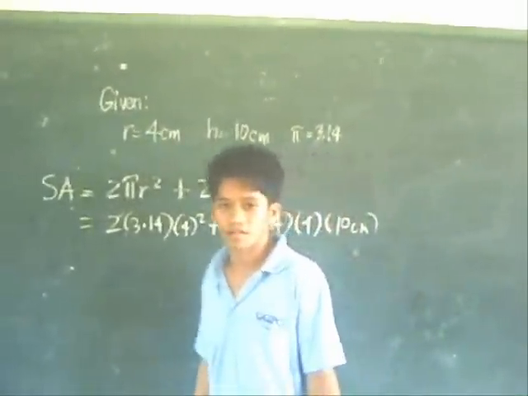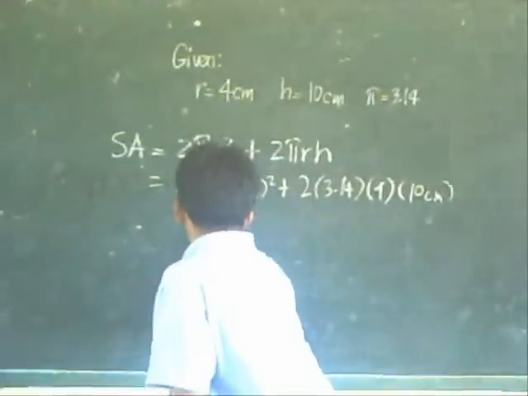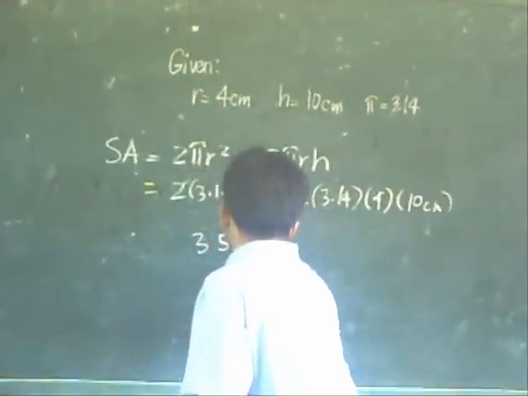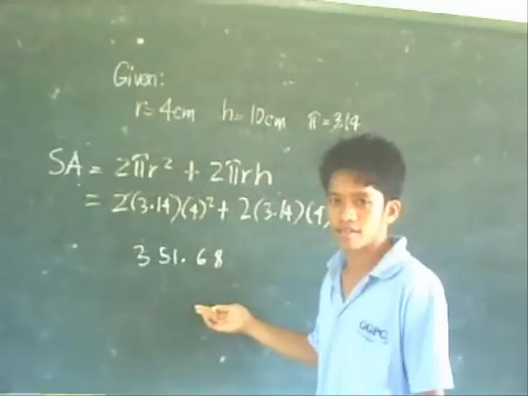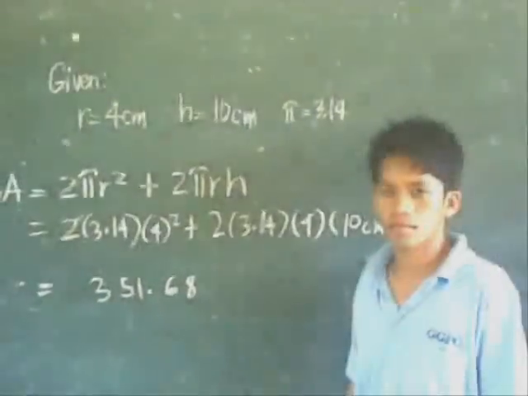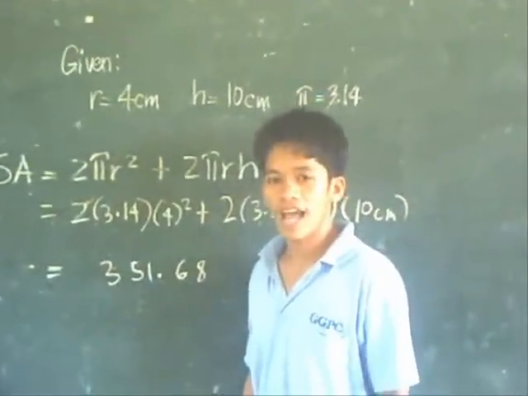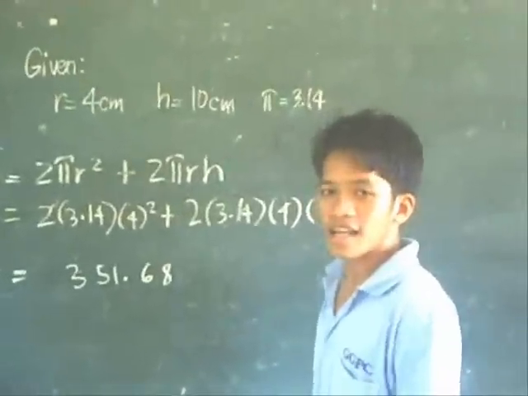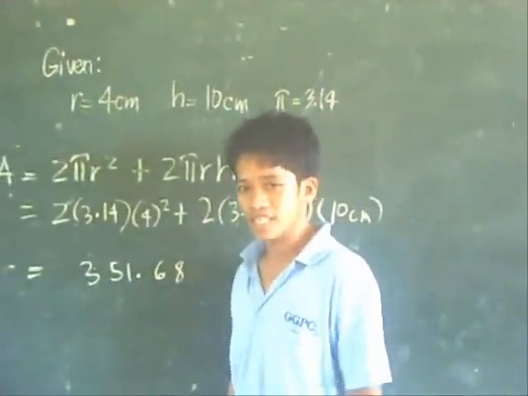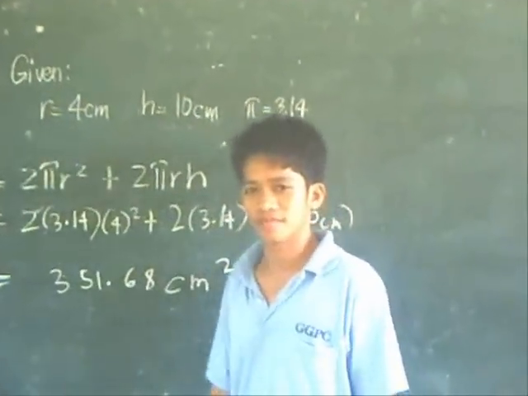So what is the answer? If your answer is 51.68, then you are right. So are we done solving? Right. So what is lacking? Okay, the unit of measurement, which is centimeter square.